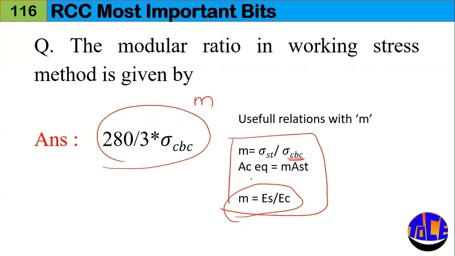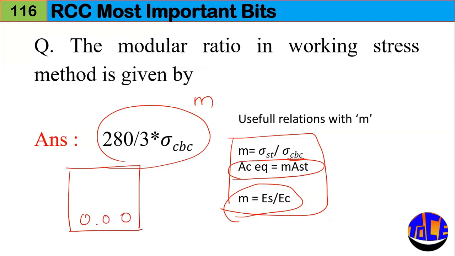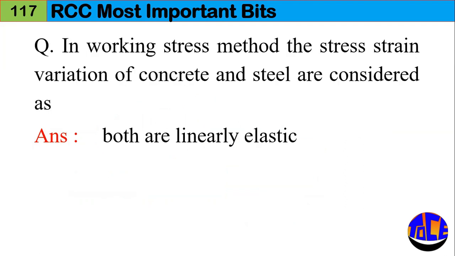And the equivalent area of concrete is equal to m into Ast. Try to remember this equation also. Usually in working stress method, you will be converting the steel into an equivalent area of concrete. So here you will have steel like this, right? We will be converting the steel area as a concrete area for design. So this equivalent area of concrete will be equal to m into Ast.